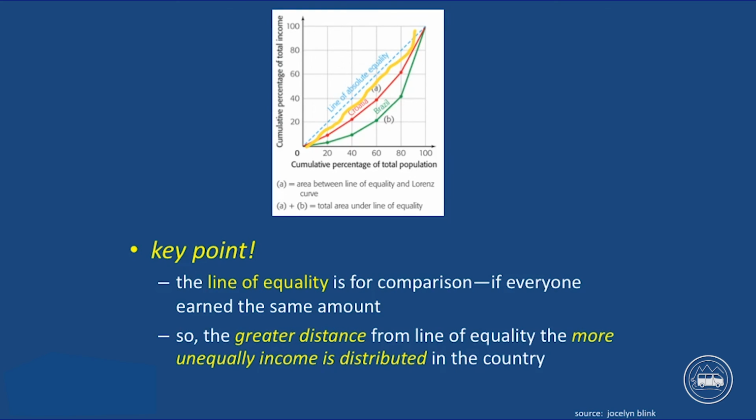So therefore, last point, I've already said this, the greater the distance from the line of equality, the more unequally income is distributed in the economy. So if you put multiple countries on here, you can see the income in Brazil is more unequally distributed than it is for Croatia. And if you got that, killer. We're moving on. We'll see you in the next video, my friends.